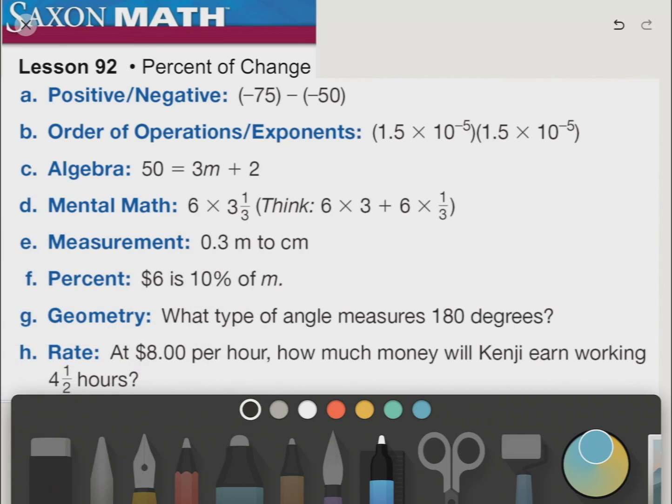Next, percent. $6 is 10% of M. Well, isn't that just saying $6 times 10 is $60.